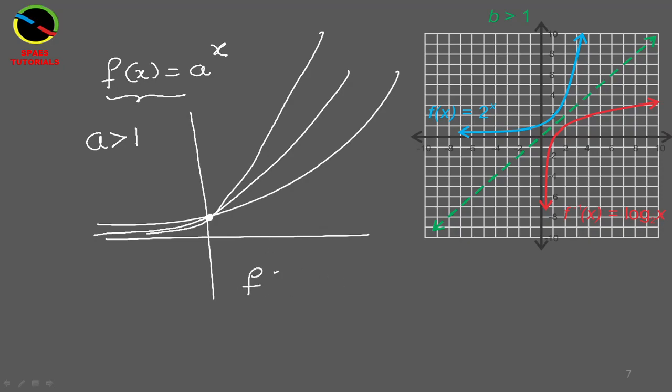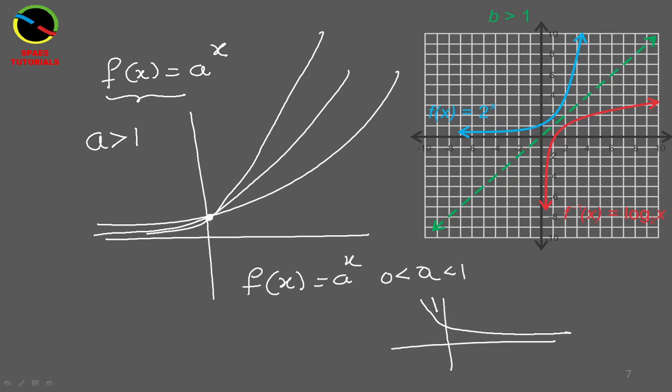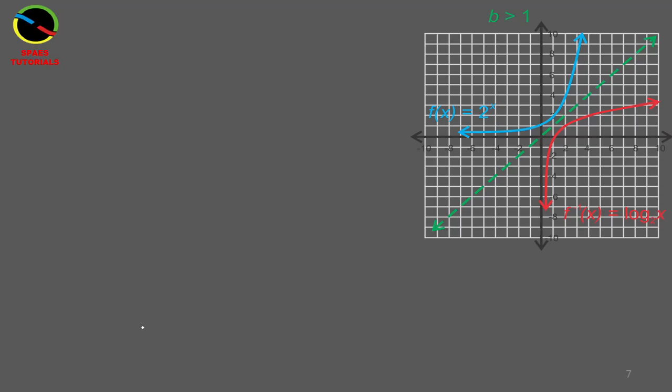But all the graphs of f of x is equal to a power x, when 0 is less than a less than 1, almost look like this. So this is the difference between the graph of f of x equal to a power x when 0 less than a less than 1 and when a is greater than 1. So this much should be very clear. Fine.